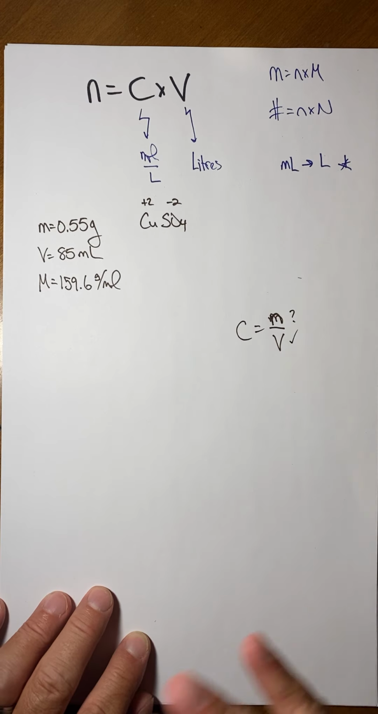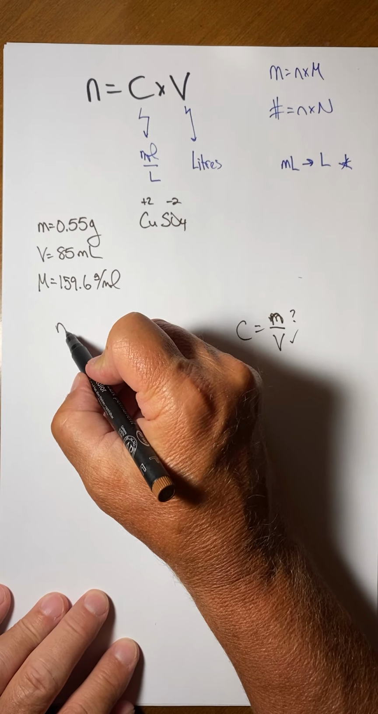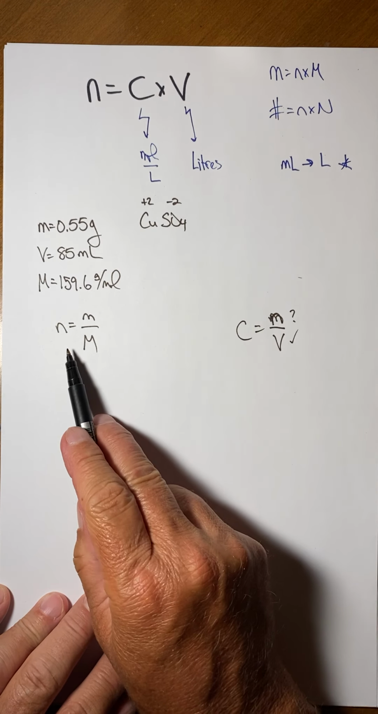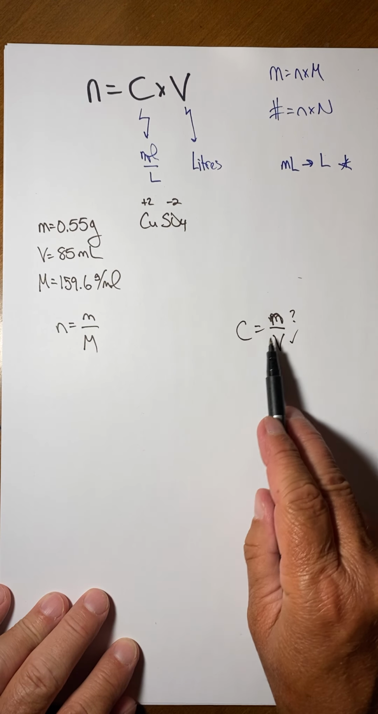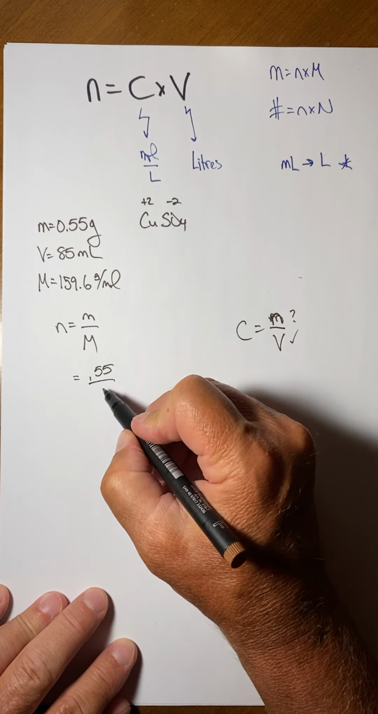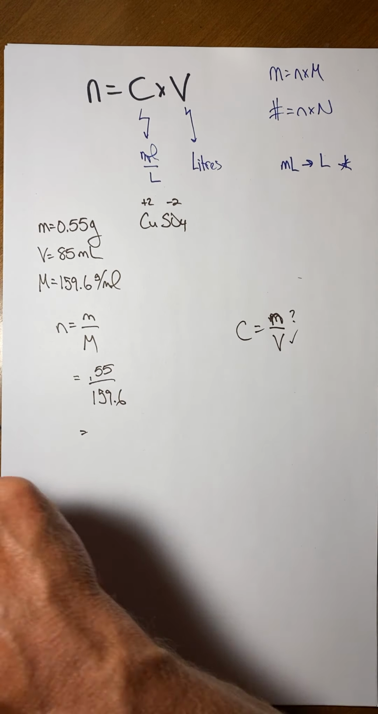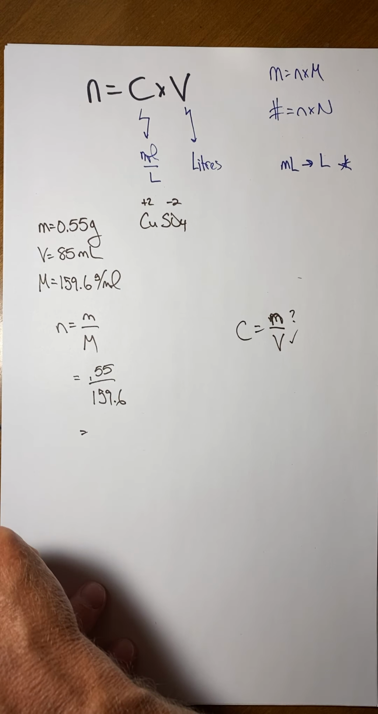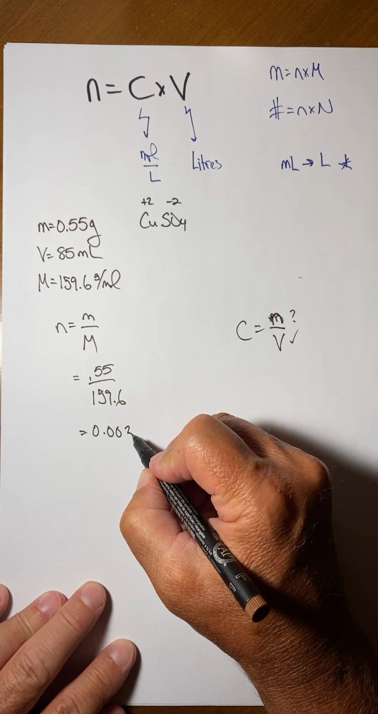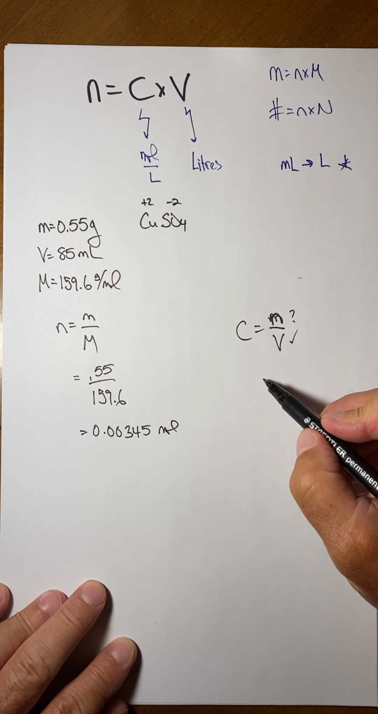Well, from a previous section, you guys have this formula: number of moles is mass divided by molar mass. I can use that to find little n, then plug it into this formula. So if I take 0.55 grams divided by 159.6, I end up with 0.00345 moles. That I'm now going to plug into this one.